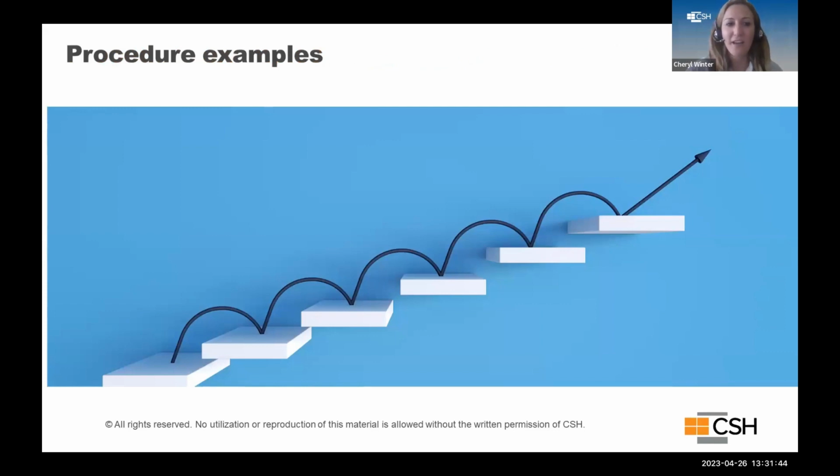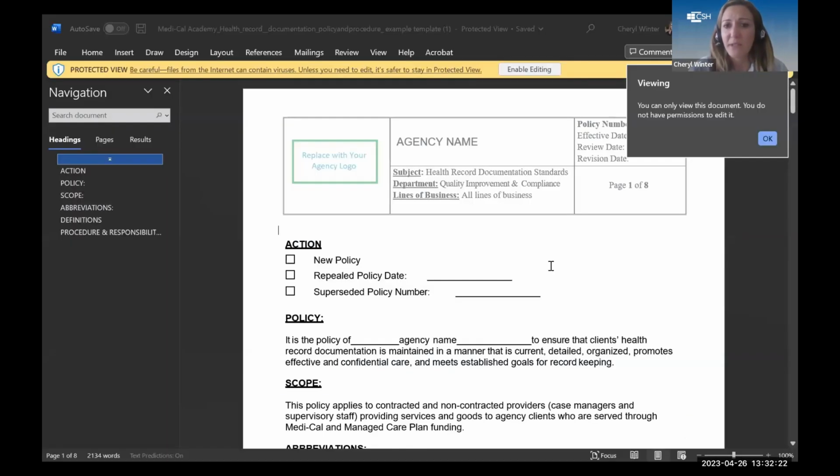Okay, I want to share an example, a procedure example that we have, one of the documents we have. So let me pull this up. One moment. We're wanting to show just the health record documentation template. So this is a template here, and let me share my screen of it. That does include both the policy and then the process. And so I want to give you an example, and I apologize for the technical difficulties, of what this looks like.